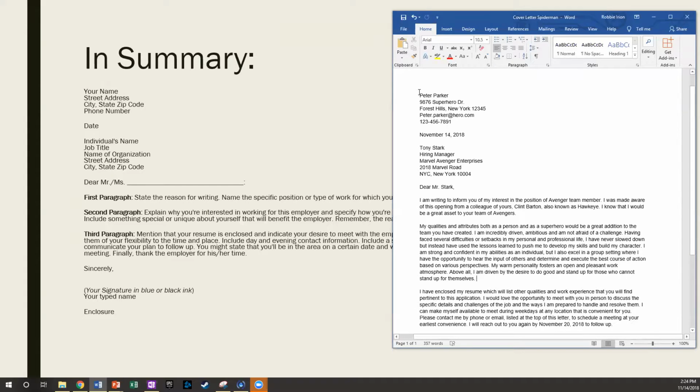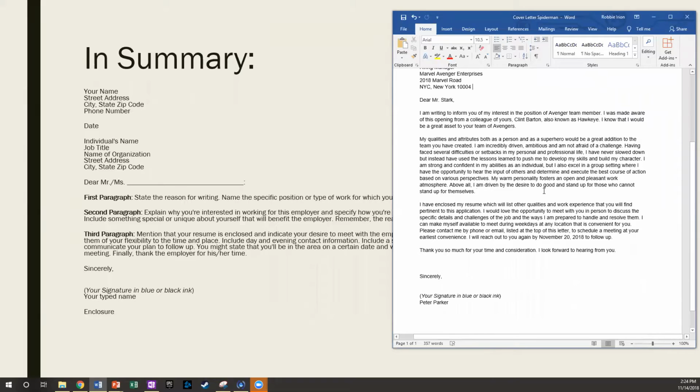Okay, so this whole portion up top is the formatting of what you need to have at the top of your letter. Your info, the date, and the info of the person that you're writing your letter to. Then we get to our letter portion. Dear Mr. Stark, right? We're going to start off very professional. Now remember, in your first paragraph, you want to state your reason for writing, the name of the position that you're applying for, and how you learned of the opening.